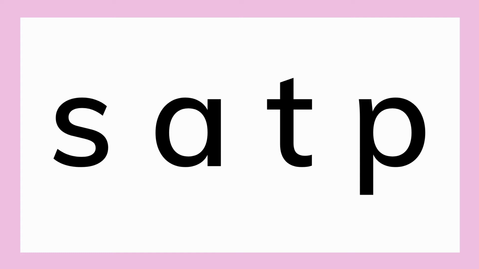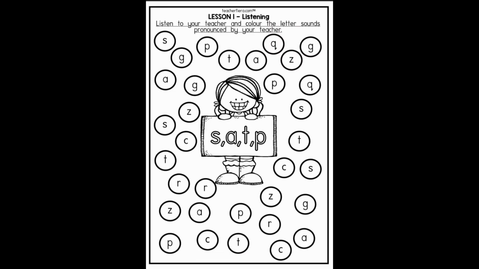Okay, now you have learned the four sounds S, A, T, and P. I think it's time for you to do some exercise. All right. Now, can you open your module 2? Turn to this page. Here you are going to do some listening activity. I am going to give you the sounds, and you have to find them in the bubbles and color the letters.